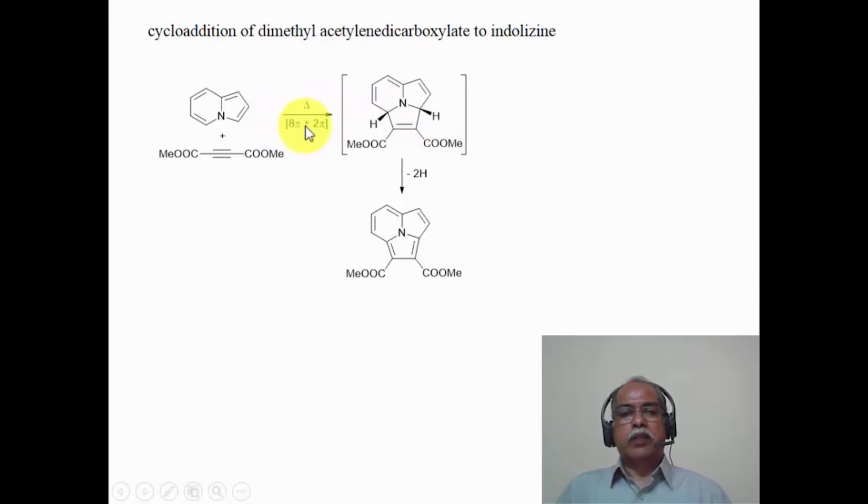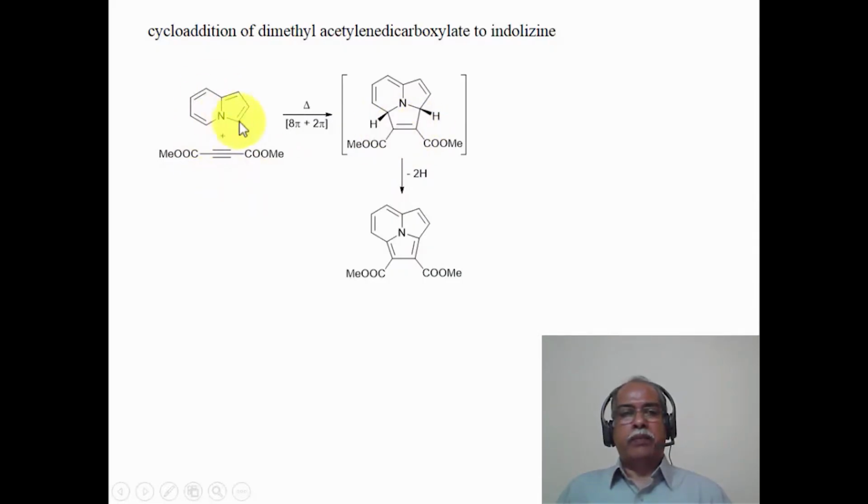Under thermal condition, this should be suprafacial in nature because it is a 4n+2 system according to the Woodward-Hoffmann rule. A 4n+2 system under thermal conditions will undergo a suprafacial cycloaddition reaction. How do we know that it is suprafacial on both components? From the acetylene component, you cannot tell whether it is suprafacial or not because there is no stereochemical center.